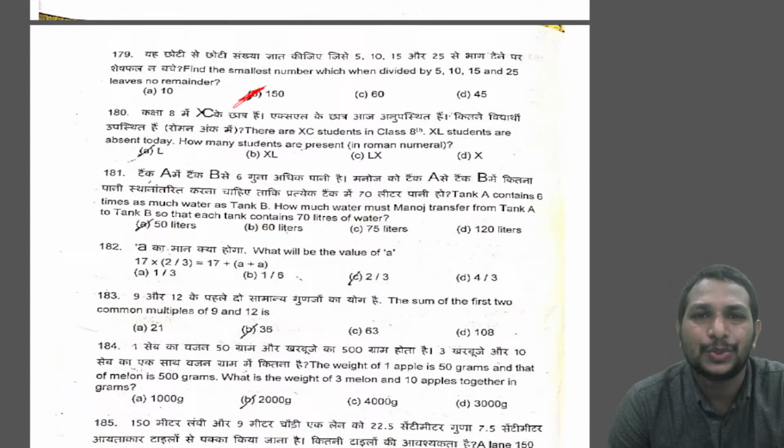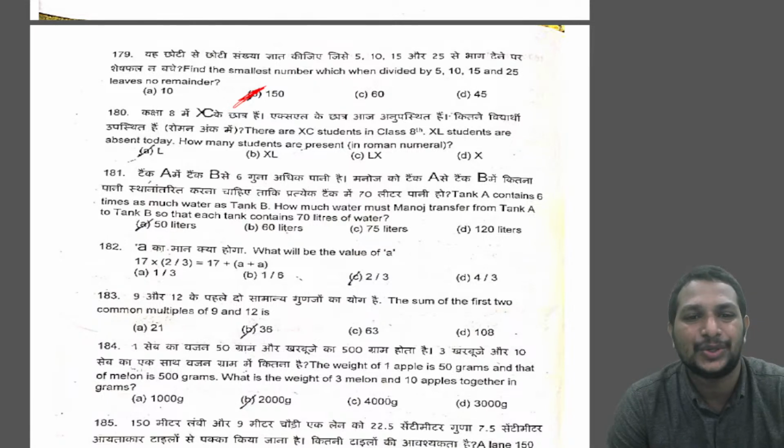Okay, option B. Now, let's see the question number 180. There are XC students. They gave the number of students in Roman numerals. XC students in class 8. XL students are absent today. How many students are present? Okay, they're asking the answer in Roman numerals only. How to find this?